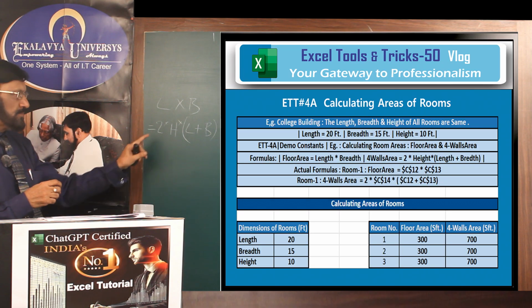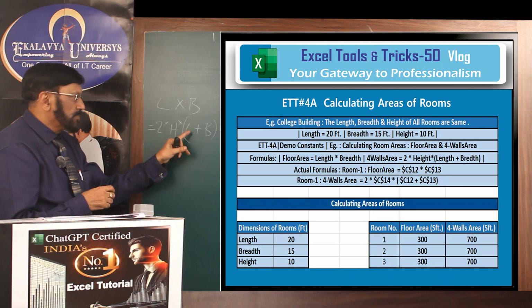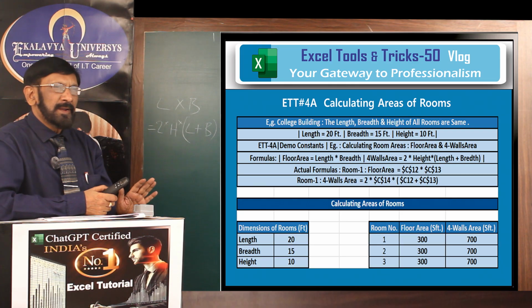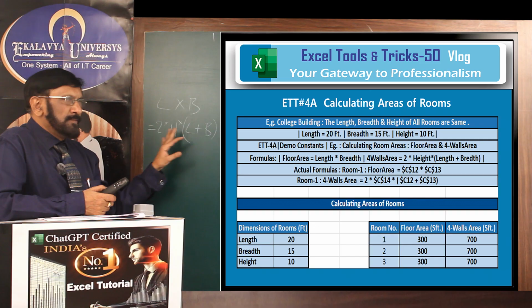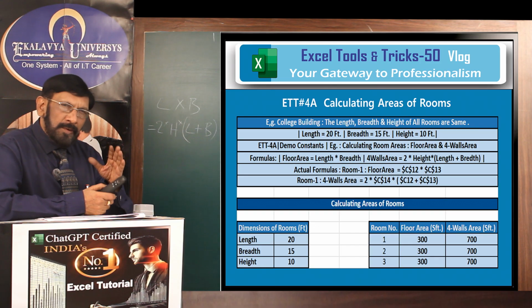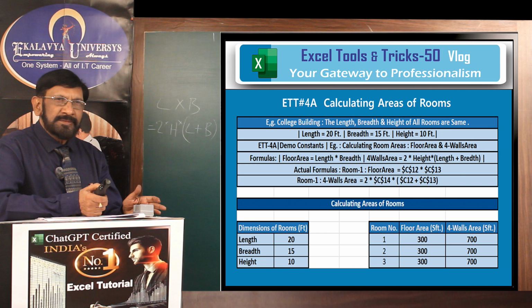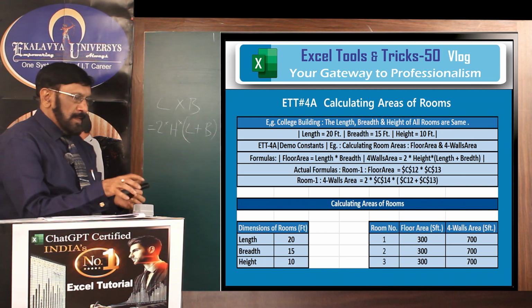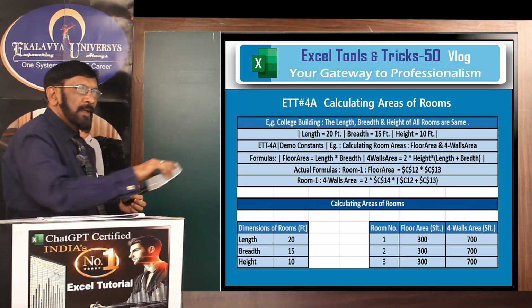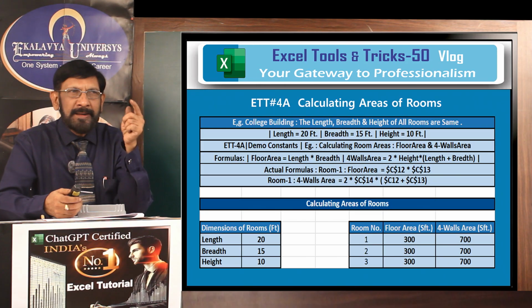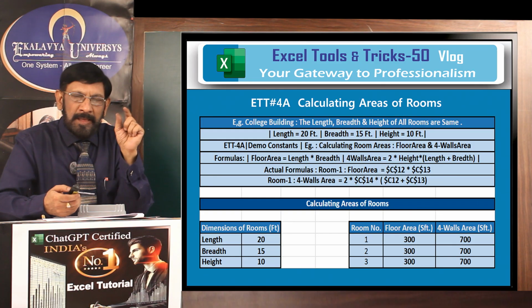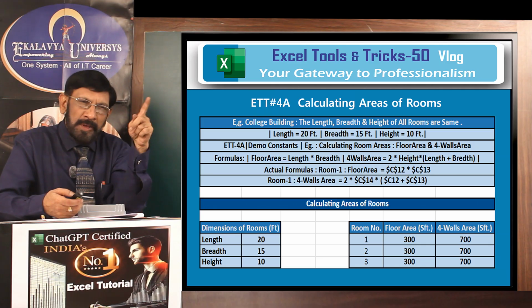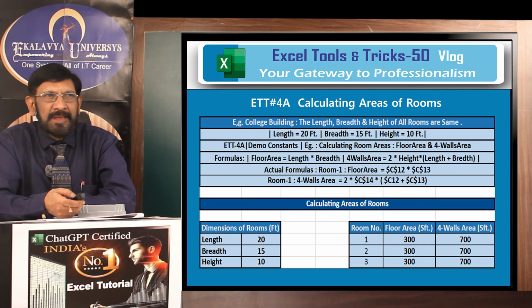2h into L plus B. The 2 into height into L plus B. The formulas you must remember. So I have applied this because all rooms have the same dimensions. All rooms are having uniform or common dimensions. That's why this is the first case. You could declare a separate table for them and directly use them. And I have given how to write the formulas. Dollar symbol we use for both column and row. That is the first case.